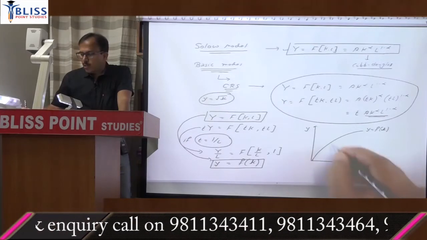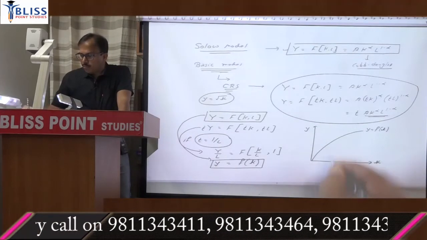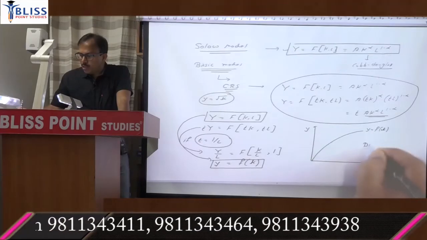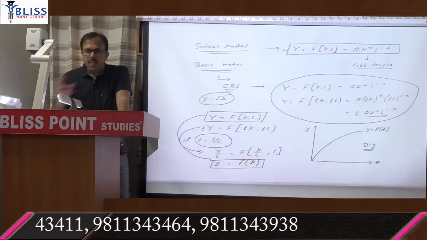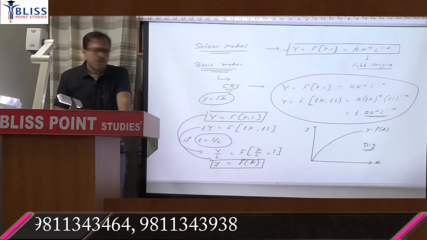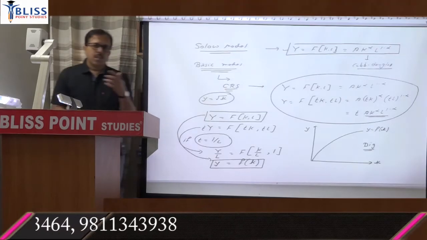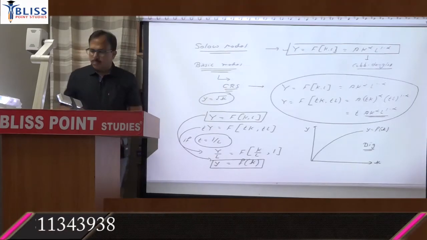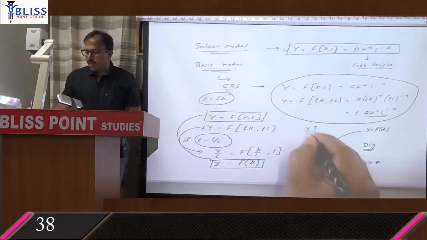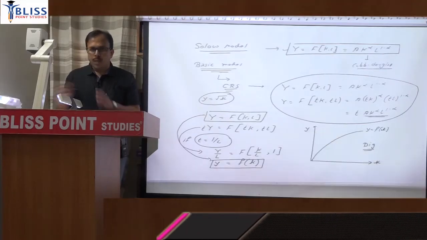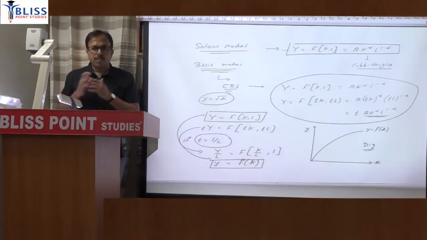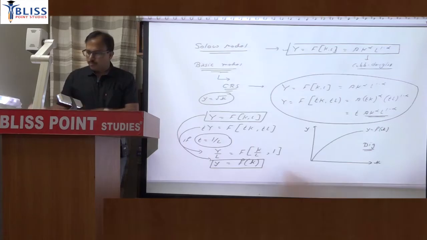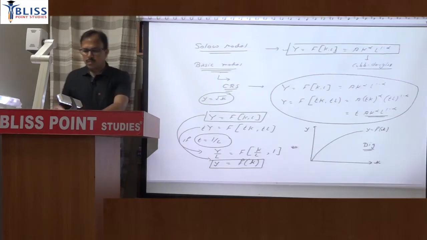So y as a function of k. Clear? At any given point of time, you can use it as your first diagram, and this is the diagram for the production function, expressed in terms of per capita, not absolute. So y is a function of k, because in the first step the focus is on capital accumulation, not on the labor force, not on the technology. Continue this.